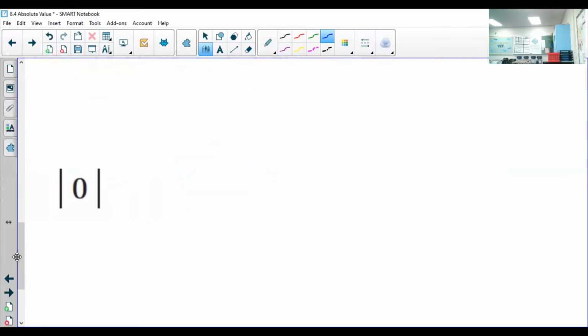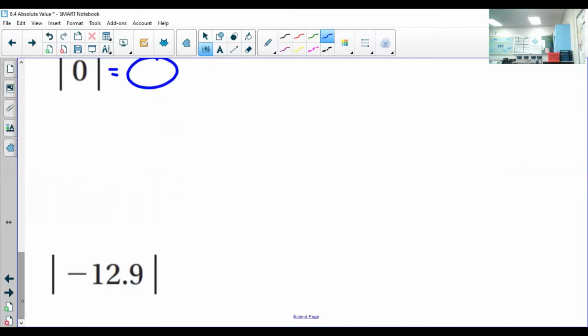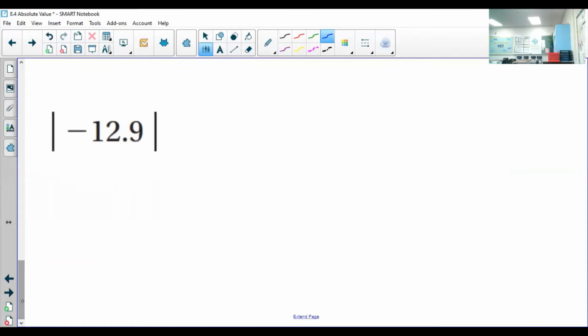What's the absolute value of 0? Well, 0. It's the same distance from 0. There's nothing there, right? You're not going anywhere. Okay, what about a decimal? Okay, the absolute value of negative 12 and 9/10. Well, how many values away is that from 0? It's going to be 12 and 9/10 away from 0. And that's it.